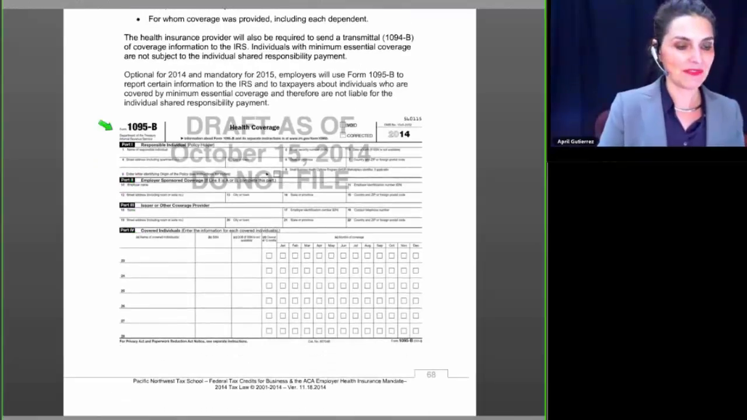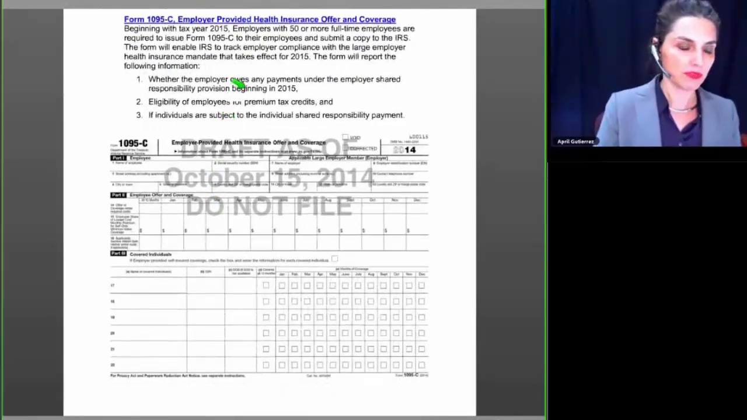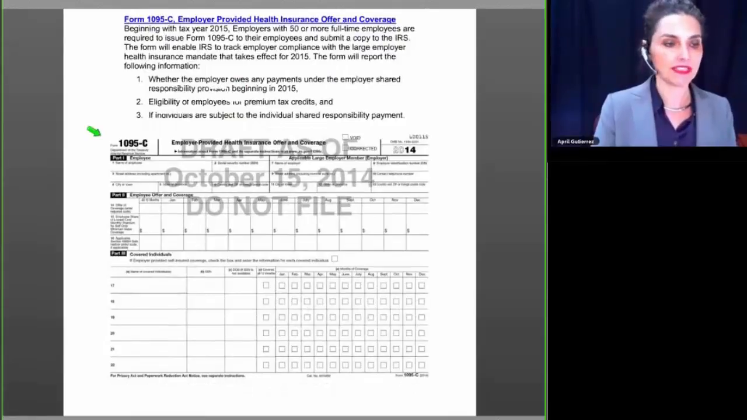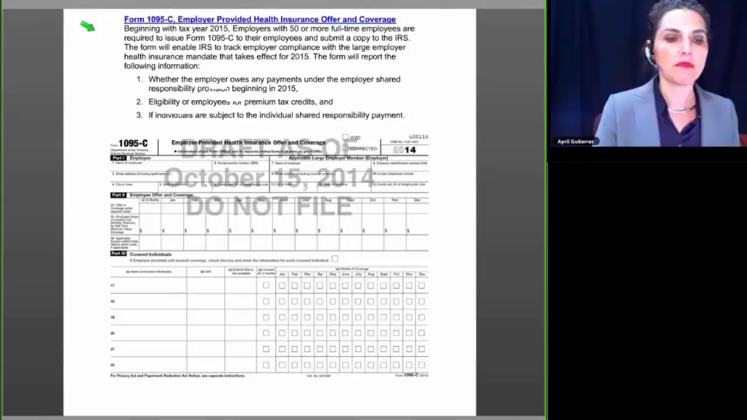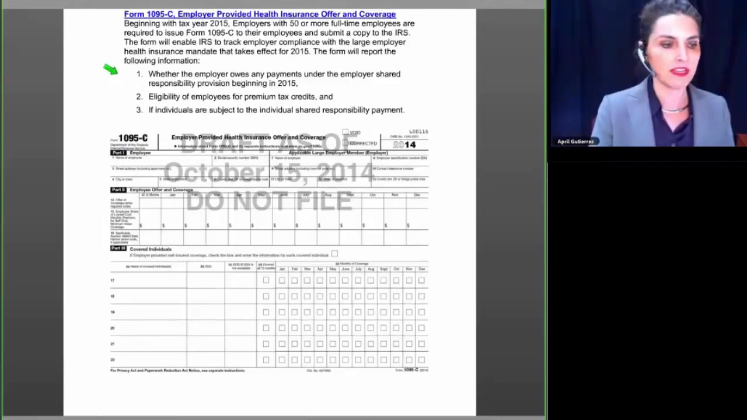But here is Form 1095B that you would typically be looking to see issued by small employers. And then if you are a large employer, you use Form 1095C. Beginning with tax year 2015, employers with 50 or more full-time equivalent employees are required to issue Form 1095C to their employees and submit a copy to the IRS. The form will enable the IRS to track employer compliance with the large employer health insurance mandate that takes effect for 2015, and the form is going to report the following information.